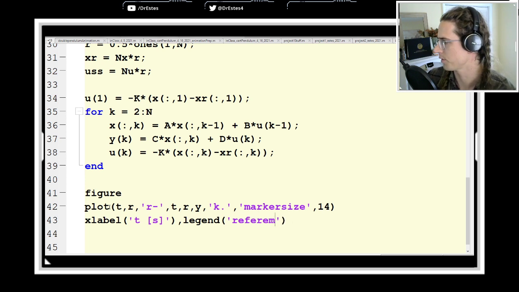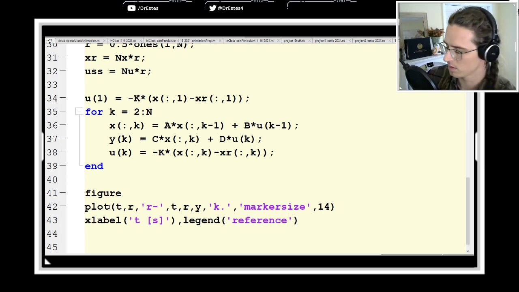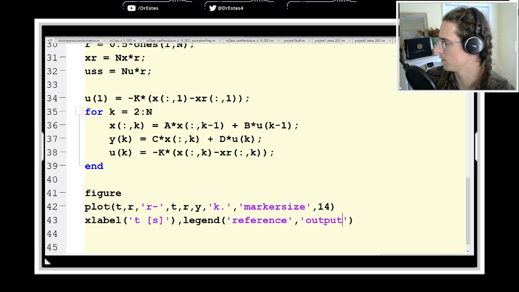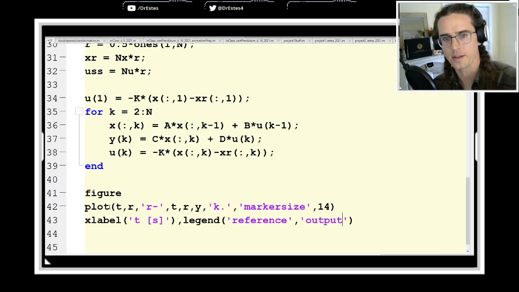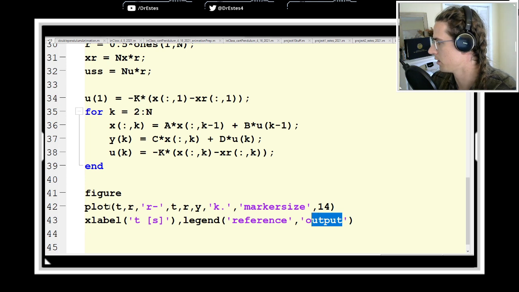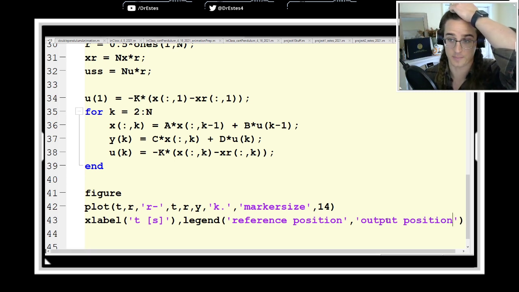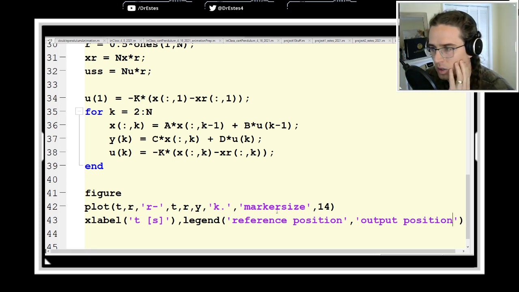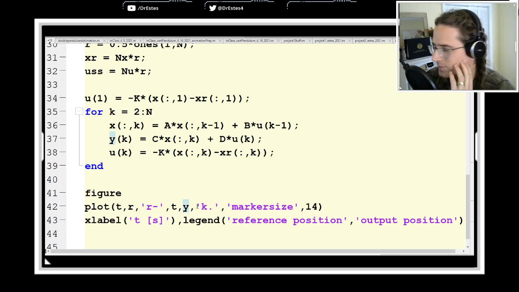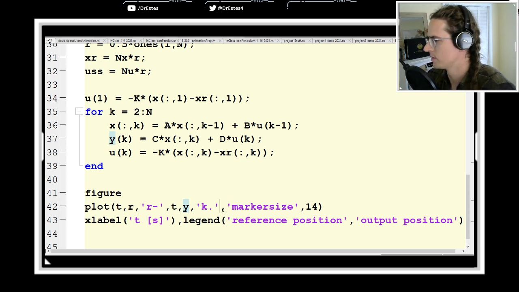This is the first thing we're plotting, the reference. And then we're plotting the output. So what are we actually measuring? Maybe I'll be a little more specific. It's a reference position. And this is the output position that we actually get. You have T, R, Y. Oh, goodness gracious. Thank you for pointing that out. Okay, let's run this. Let's see if it works. I don't see any obvious errors.